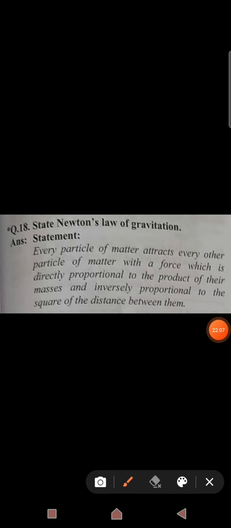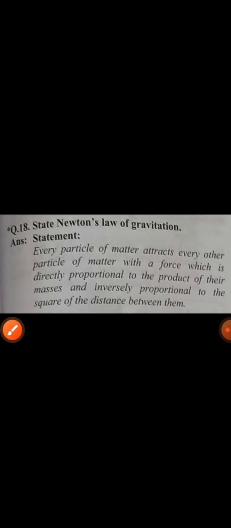Let me recall what we have studied today. First, we have studied Newton's law of gravitation. What is Newton's law of gravitation? Every particle of matter attracts every other particle with a force which is directly proportional to the product of their masses and inversely proportional to the square of the distance between them. So F is directly proportional to the product of their masses m1 m2, and inversely proportional to the square of the distance between them. That is the first concept which we have studied.